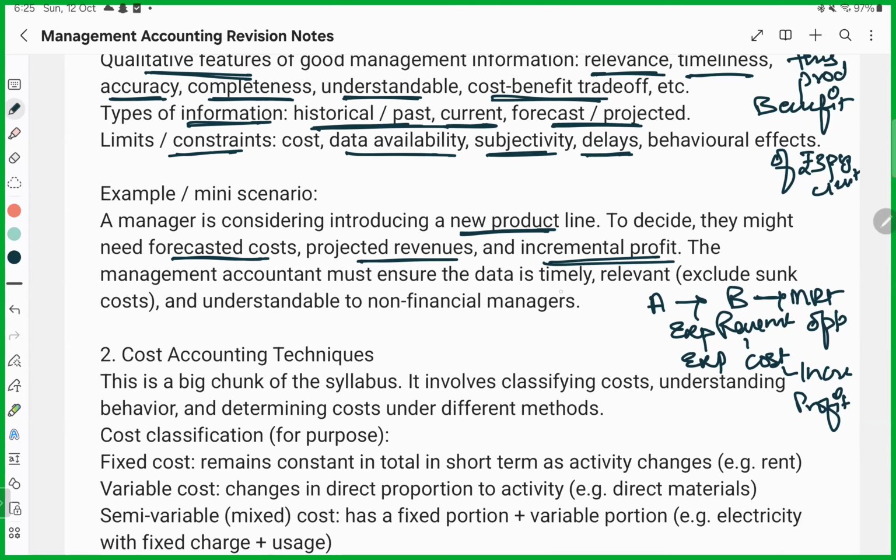The company must have all the data: the expected revenue and expected cost, readily available with them, timely. Exclude sunk cost. All the relevant information must be available. Sunk cost: if the company already has a manufacturing plant, and in that same plant the production can be done, then the cost to set up a factory will not be required. So the company does not have to consider the factory cost. In that case, the only relevant information will be the expected revenue and the expected cost of manufacturing that product.